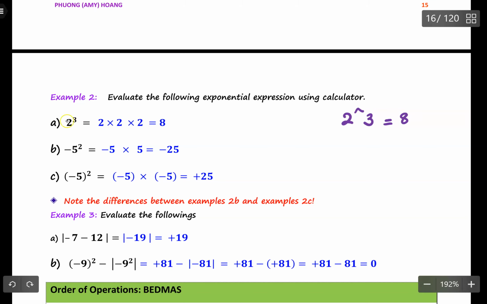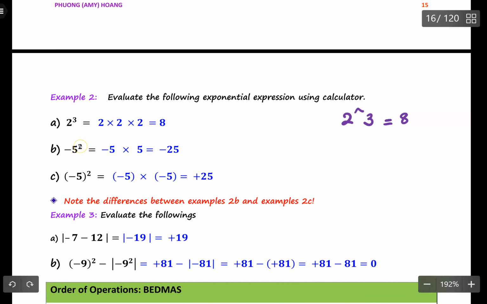Alright, for this next example, I would like everyone to pay attention to this. This is actually quite important because we are going to have a negative number and we are going to raise that to the exponent 2. So first of all, remember the definition of the exponent. The exponent will tell me how many times I multiply the base by itself.